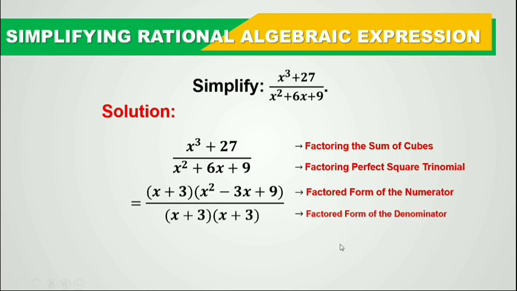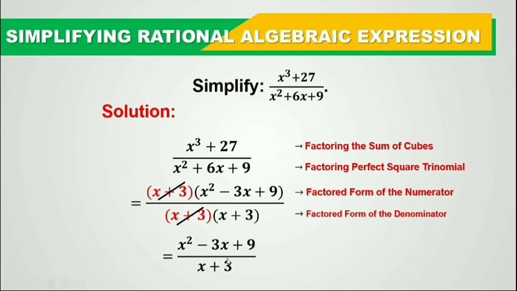And then, look at here. So diba, x plus 3 ay present sa numerator as well as in the denominator, diba? So, ika-cancel lang natin sila. So, let's cancel x plus 3 in the numerator as well as in the denominator. So, ang matitira na lang ay ang x squared minus 3x plus 9 all over x plus 3.